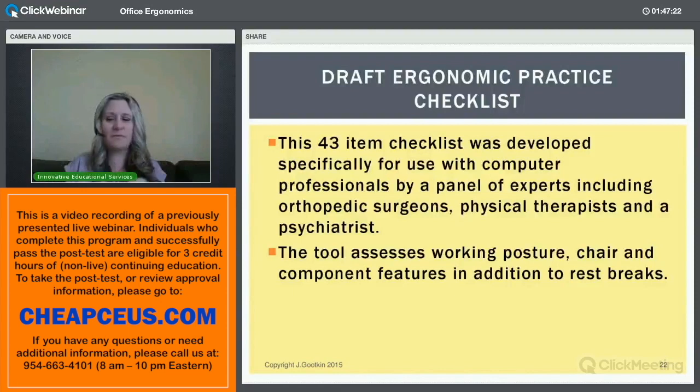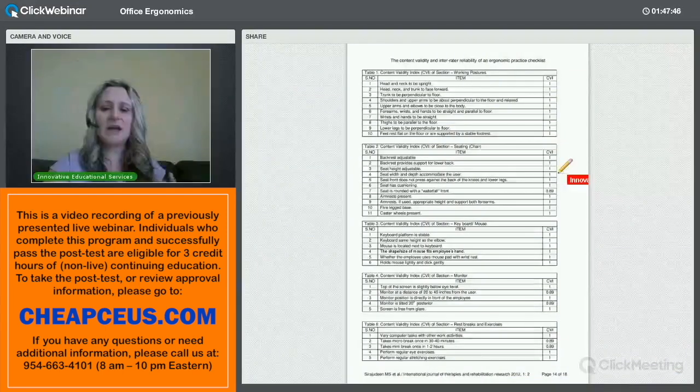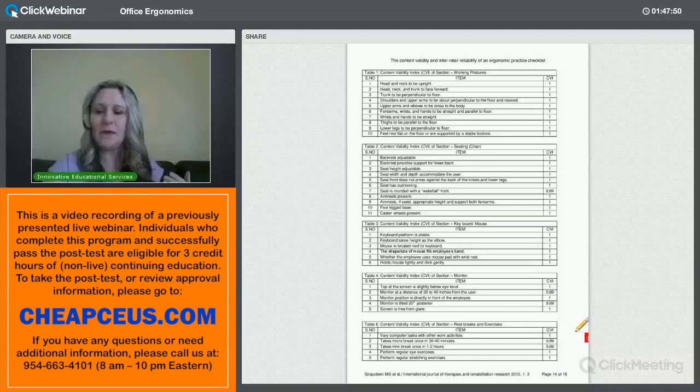So it pulled from many different aspects, and India being a country where technology is significantly utilized, they looked at the working posture of the individual and then took it to the next step and looked at the equipment. So those first three tools that we talked about looked at the computer screen and other aspects, but this checklist tool is actually that. It's a checklist. It's like a yes-no type of tool for the individual.